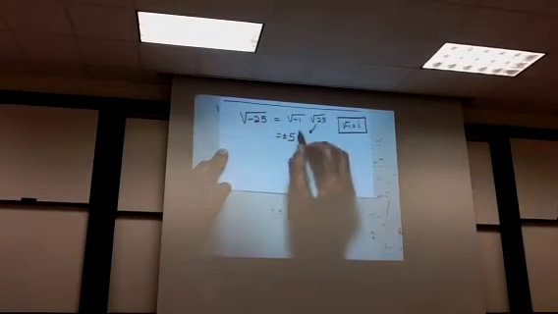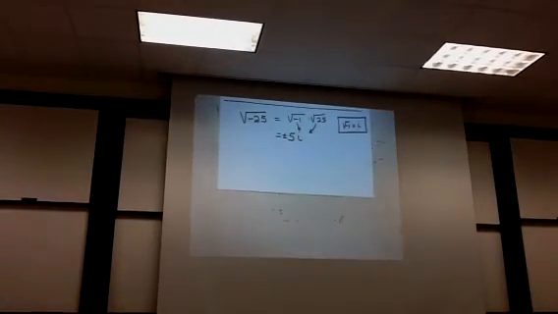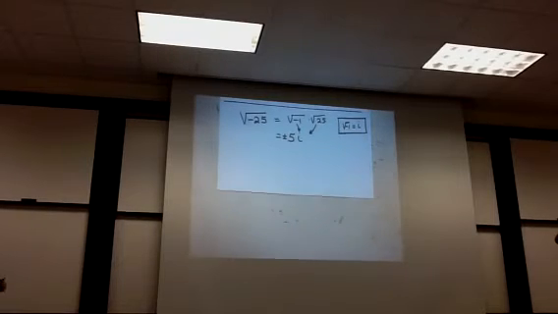This is i. And so the square root of negative 25 can turn out to be plus or minus 5i.